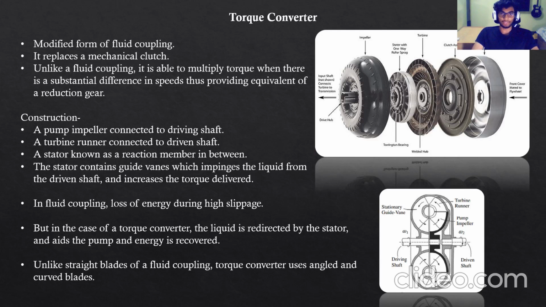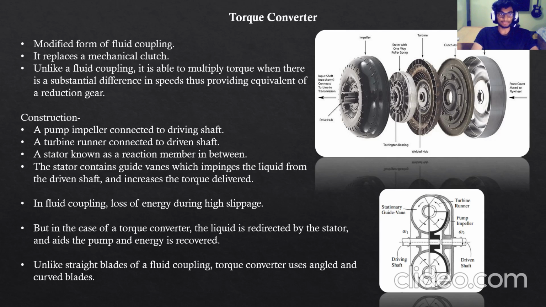Now coming on to the torque converter. The torque converter is very similar to a fluid coupling, but there is slight modifications made to them. It replaces a mechanical clutch in automobiles. It has other uses as well. But unlike a fluid coupling, it is able to multiply the torque or divide the torque. But in the case of automobiles, it is used to multiply torque when there is a substantial difference in the speeds, and thus providing equivalent to a gear reduction.